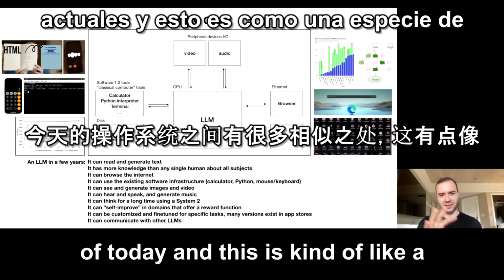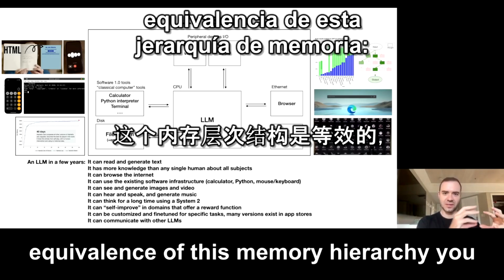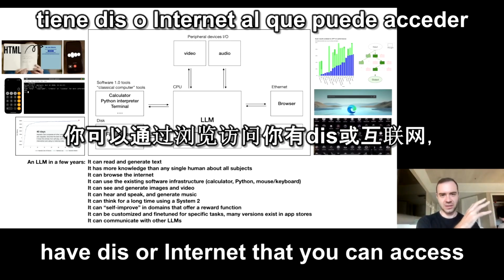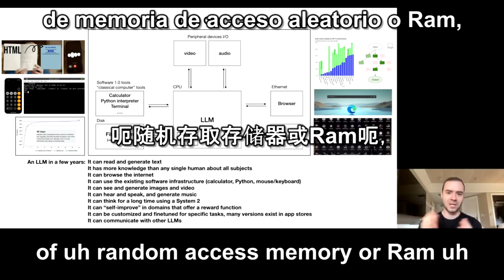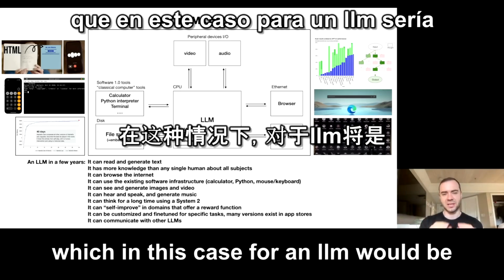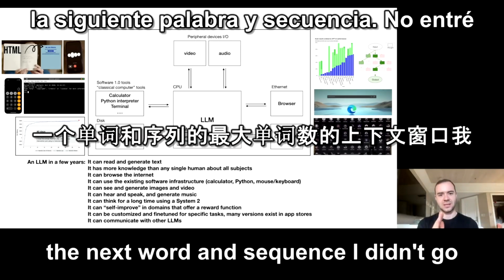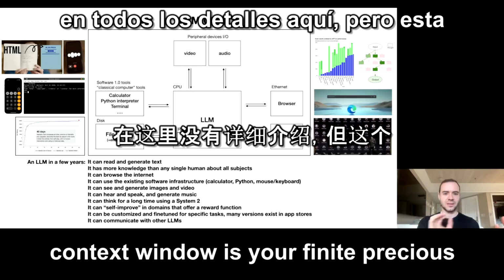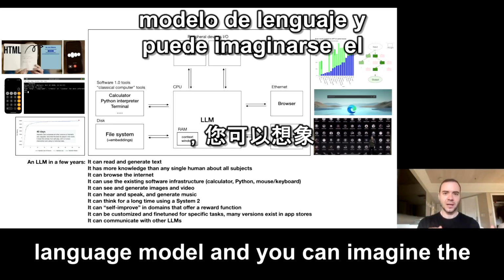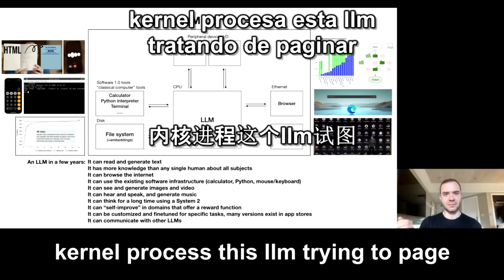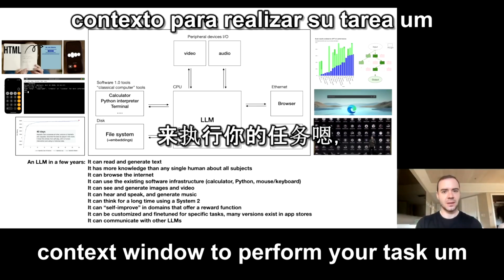today. And this is kind of like a diagram that almost looks like a computer of today. And so there's equivalence of this memory hierarchy. You have disk or internet that you can access through browsing. You have an equivalent of random access memory, or RAM, which in this case for an LLM would be the context window of the maximum number of words that you can have to predict the next word in a sequence. I didn't go into the full details here, but this context window is your finite precious resource of your working memory of your language model. And you can imagine the kernel process, this LLM, trying to page relevant information in and out of its context window to perform your task.